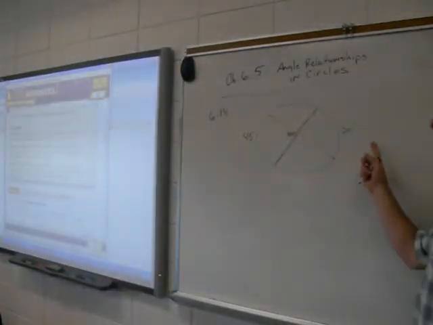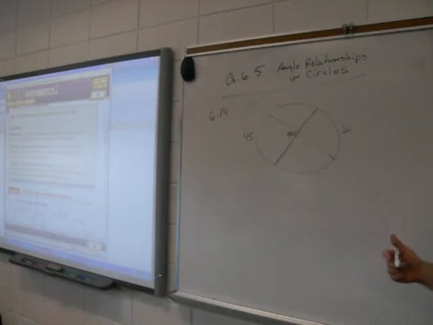How are we going to find x? Let me show you what the book wants you to do. What the book wants you to do is they want you to say x plus 45 divided by 2 is equal to 60 and solve. You have to multiply by 2 and subtract 45. Well, what is a much easier shortcut in order to do this problem? Anybody?